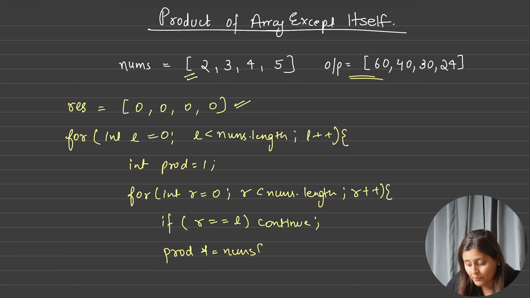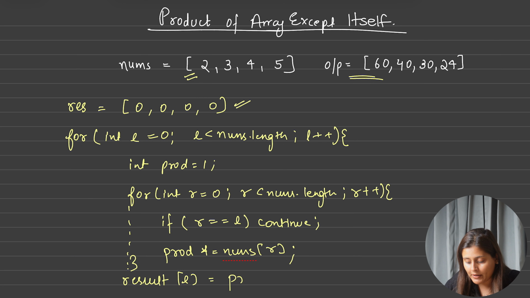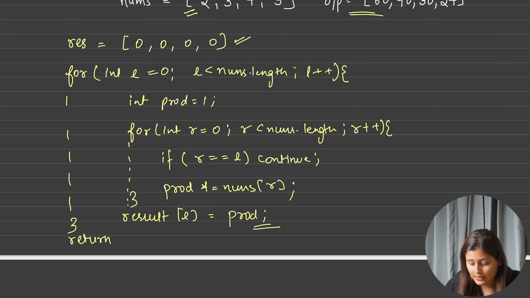Nums of right pointer variable, and when we come out of this for loop, I have the product ready to be stored where? In the result of left pointer. So after coming outside, we can say result of left pointer, I want to put this product variable as an answer, correct? And after coming out of both of these for loops, we can simply return our result, correct?